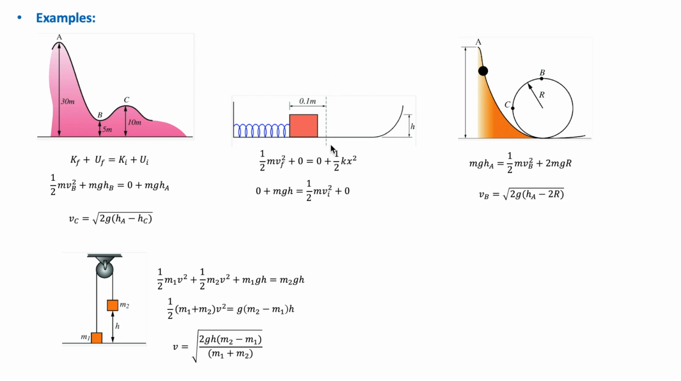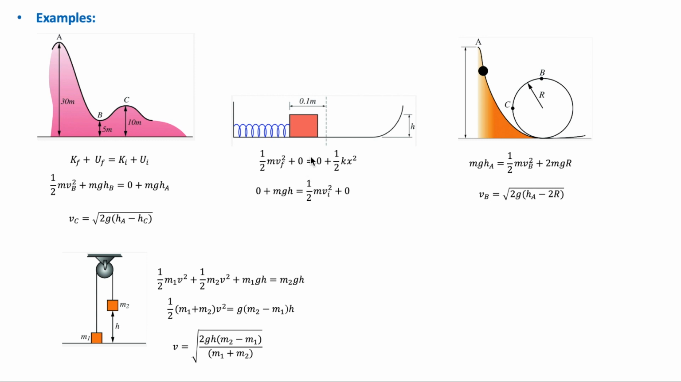So for this example here, we have a block that compresses a spring of negligible mass from its equilibrium position. So this is the initial position of the system, and then this block is free to move, so it is not attached to the spring, and once it is released, it can leave the spring and move, okay? So we want to find the speed of the block just as it leaves the spring.